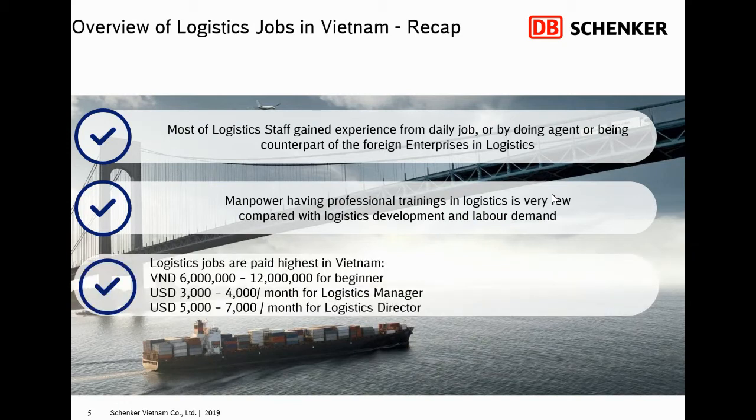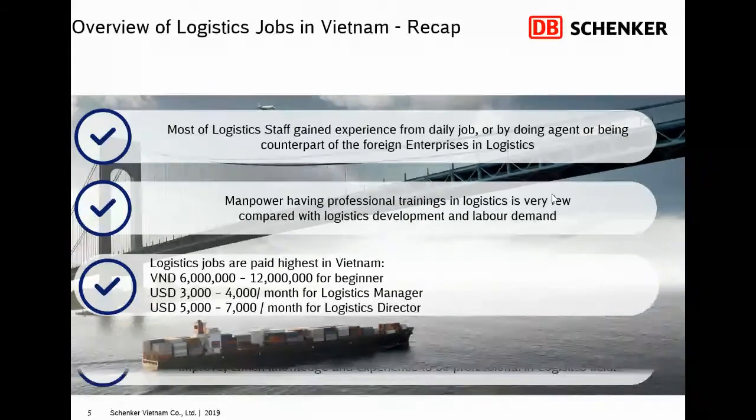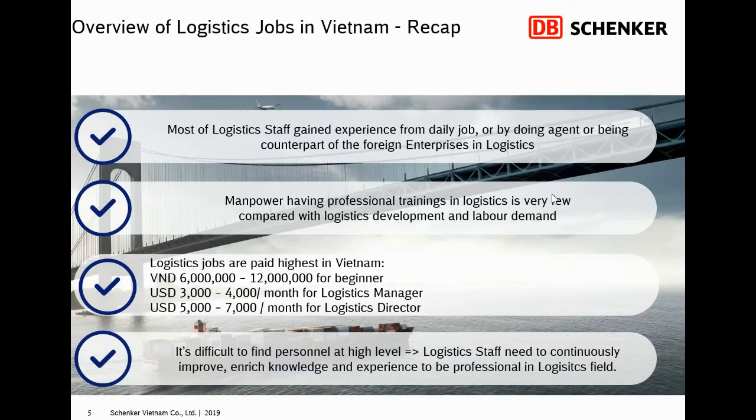And another main key point is that logistics jobs are high-paying gigs in Vietnam. For beginners, you can be paid from 6 million to 12 million Vietnamese đồng. But for higher positions, a logistics manager can be paid 3,000 to 4,000 US dollars. For a logistics director, you can be paid 5,000 to 7,000 US dollars. It's very high, right? And another thing is that it's very difficult to find logistics personnel at a high level.